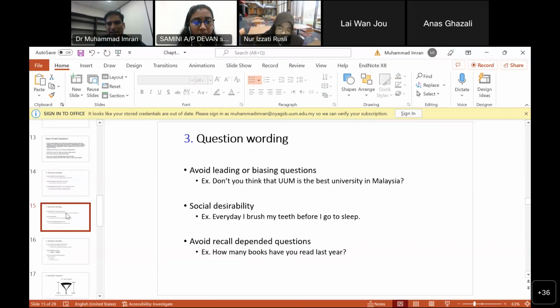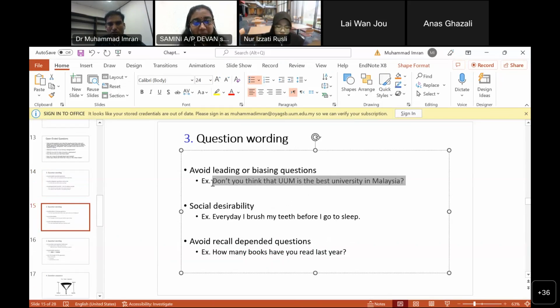Avoid leading or biasing questions. "Don't you think that UGM is the best university in Malaysia?" We don't know, but maybe there is bias. Avoid this. This is biasing, maybe because I'm from UGM and that's why I'm supporting UGM.